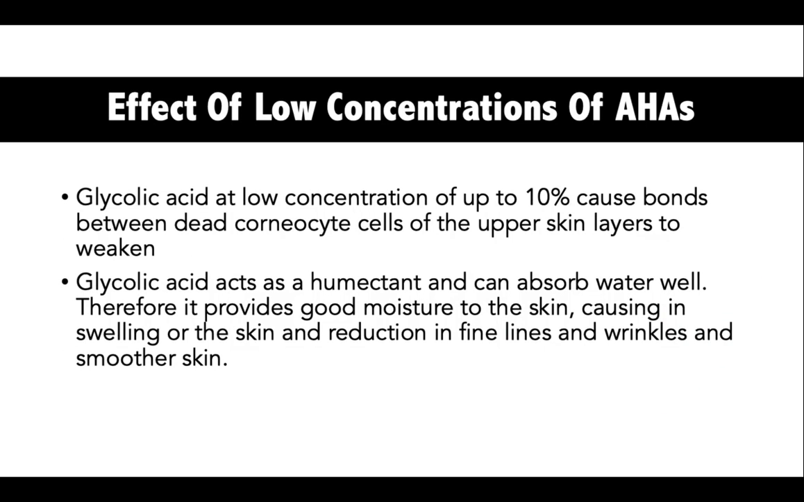Effects of low concentrations of AHAs. Glycolic acid at low concentrations of up to 10% cause bonds between dead keratinocyte cells of the upper skin layers to weaken, therefore reducing cohesion to the skin. This means the keratinous layer doesn't accumulate with cells and the old cells are peeled away and replaced easily with new cells. A new thinner keratinous layer replaces the old dehydrated damaged keratinous layer. This causes the skin to appear smoother and even.